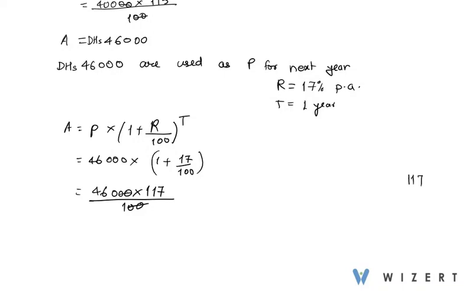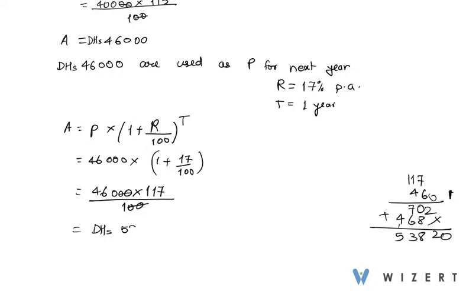So 117 multiplied by 46 will be 6 sevens are 42. 6 ones are 6 plus 4 is 10. 6 ones are 6 plus 1 is 7. 4 sevens are 28. 4 ones are 4 plus 2 is 6. 4 ones are 4. So what we get is 5382, and since there is a 0 over here, we'll add a 0 over here. So we get amount of 53,820 dirhams after the end of second year.